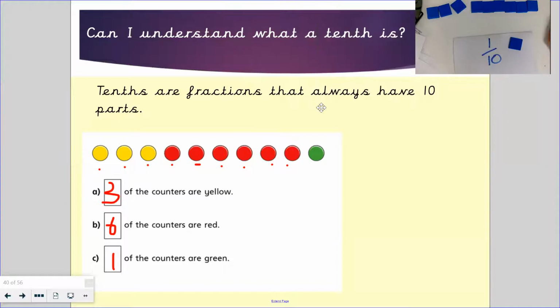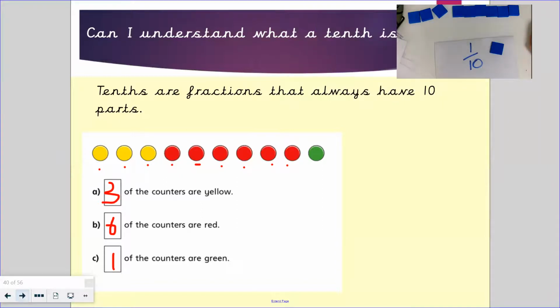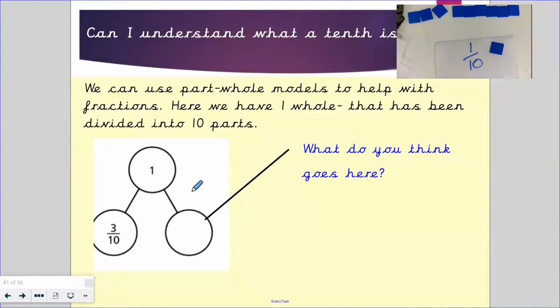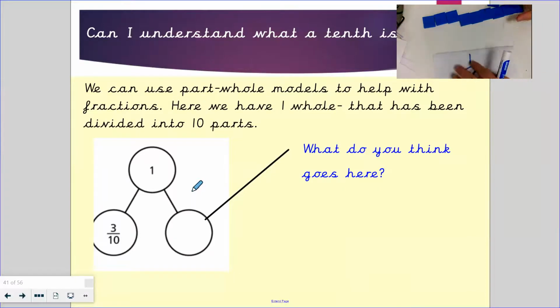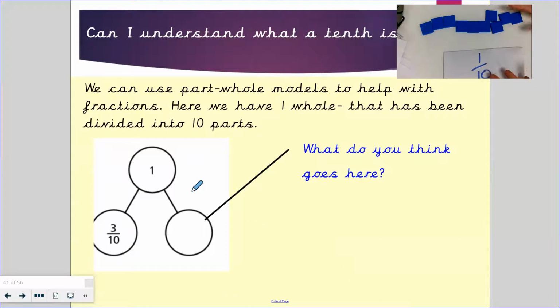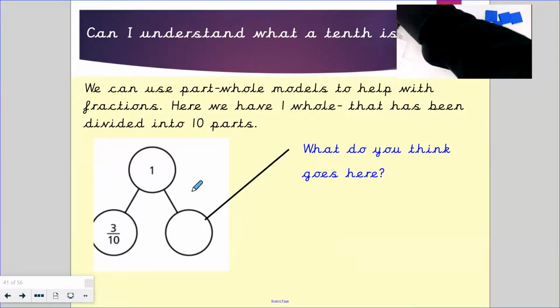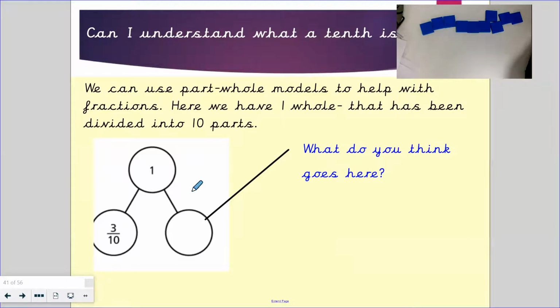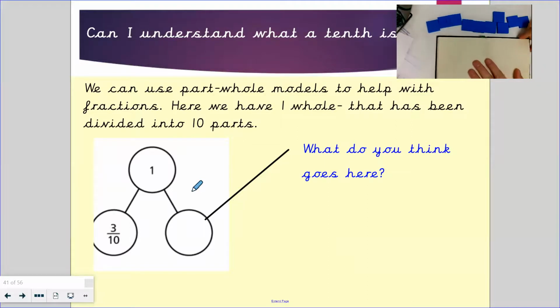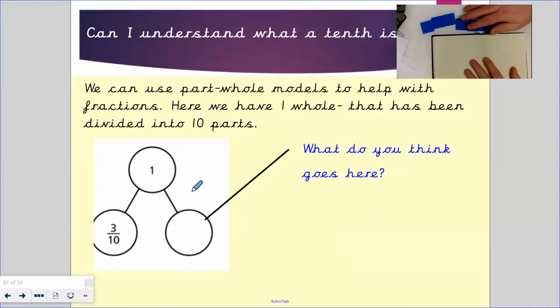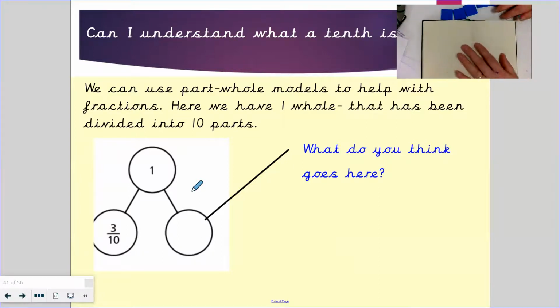Okay, let's make myself just a tad bit smaller there. So we can actually use part whole models to help with fractions, and I'm going to keep this screen up here because we may always come back to it. It's better than looking at my face all the time, I suppose. Right, so we can use part whole models to help with fractions, so that we can see how we do things. Let's bring my book in here to help out as well.